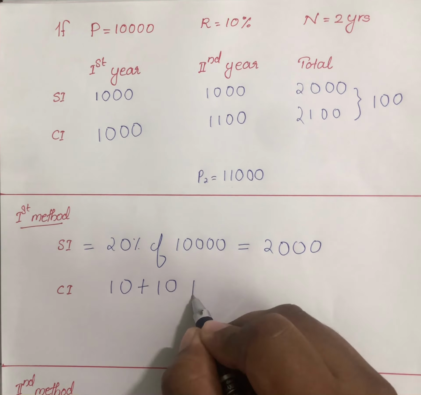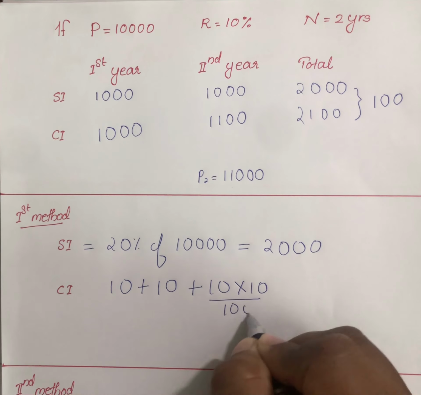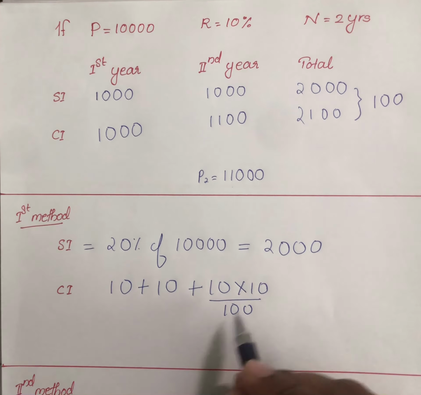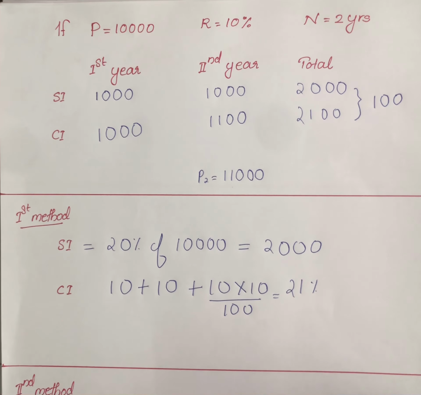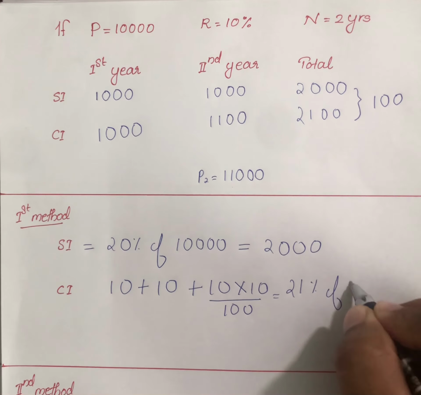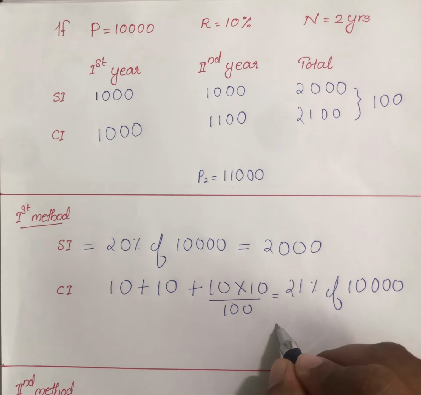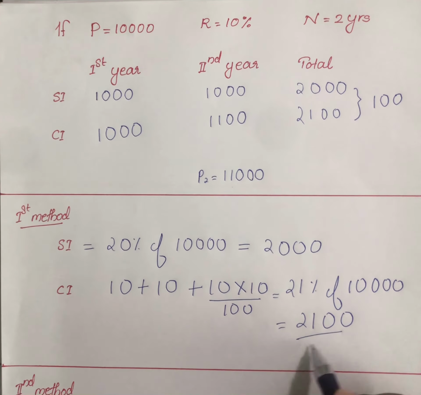10 plus 10 plus 10 into 10 by 100. So 20 plus 1, net 21% will be the compound interest rate of principal, which is 10,000. So you'll directly get 2100. That way also you can find the compound interest.